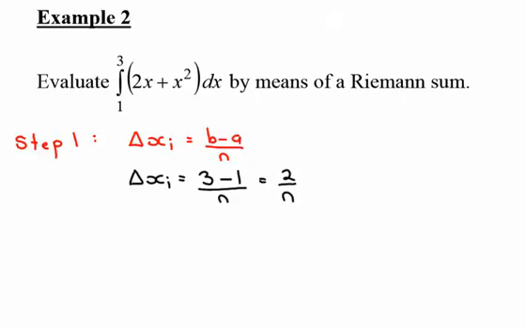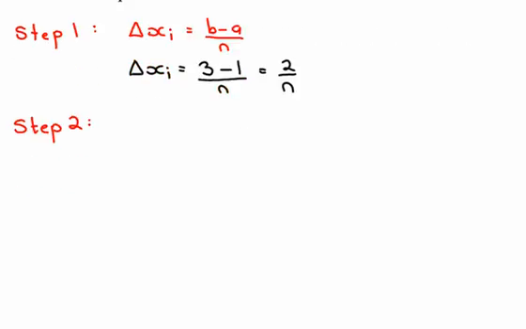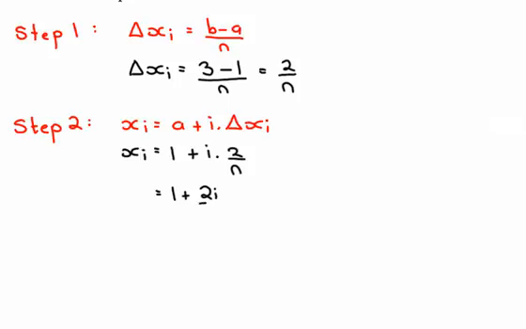Step 2. We want to find out what our formula for xi is. So xi is equal to a plus i times change in xi. So in this case, xi will be equal to my a, which is 1, plus i times 2 over n, because in step 1 we got our change in xi to be 2 over n. So we know that it's equal to 1 plus 2i over n. Okay, then step 3.